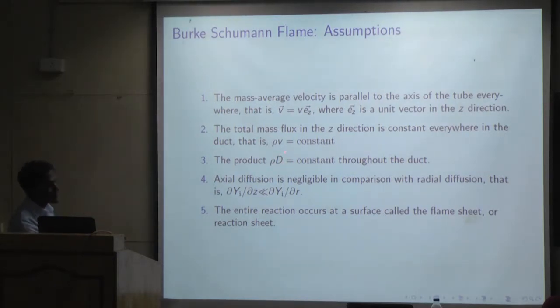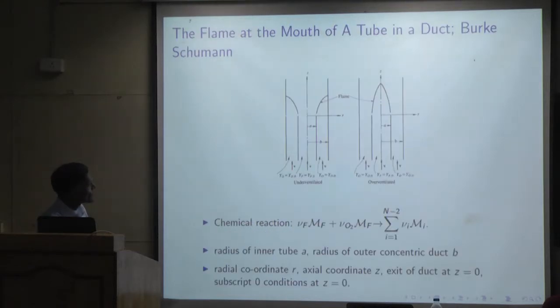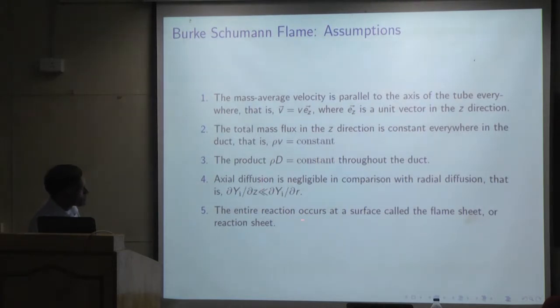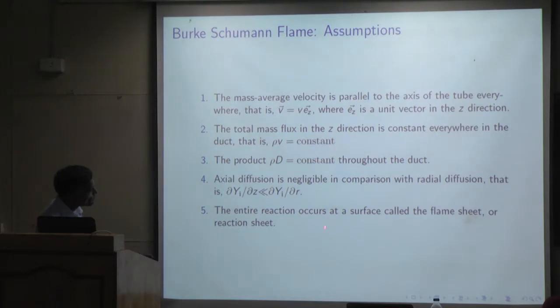This is a pretty good approximation. We also assume that the axial diffusion, that means the diffusion in the axial direction, which is along the tube, is small in comparison to radial diffusion. The diffusion in this direction is small in comparison to diffusion in this direction. This is again a very good approximation. It's like the classical boundary layer theory. And then all the chemical reaction takes place in the thin flame sheet. So this is a flame sheet. These are very good approximations, but the first two are not.